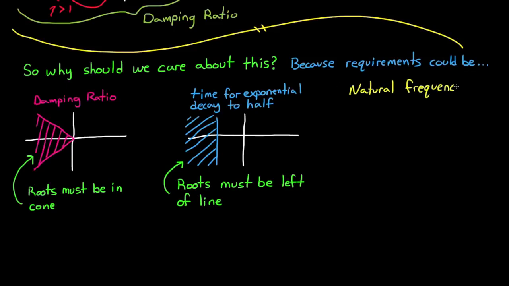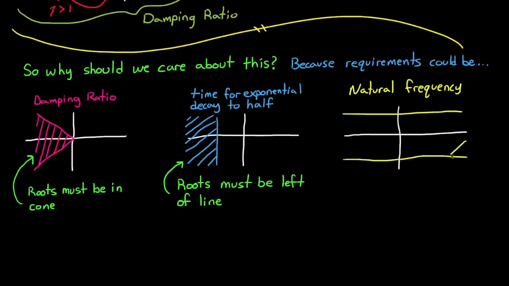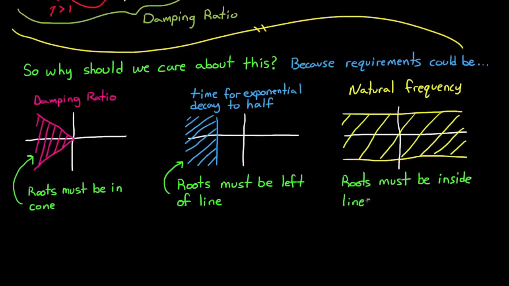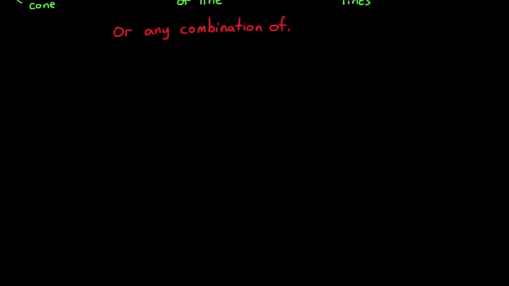And finally, if you're given a natural frequency requirement, like the mode has to be slower than 1 radian per second, then the poles have to fall within this yellow band, or slower than 1 radian per second. And of course, more often than not, you're going to get some combination of these requirements. And so you could just build them up and determine where the poles of the system need to lie in the S-plane.